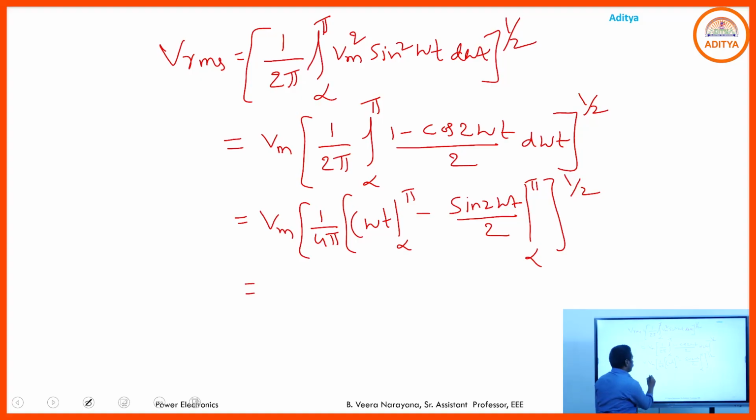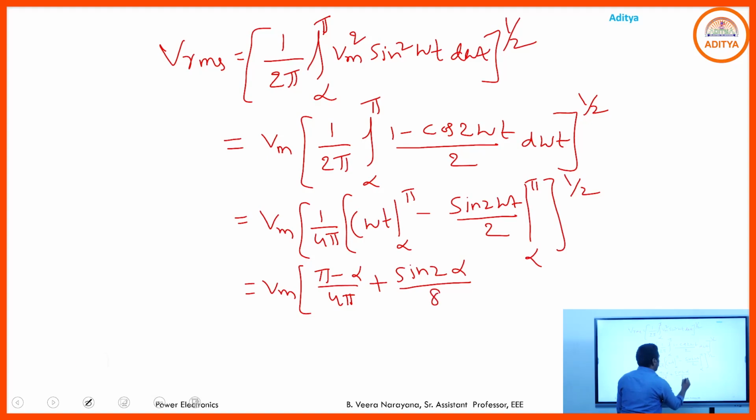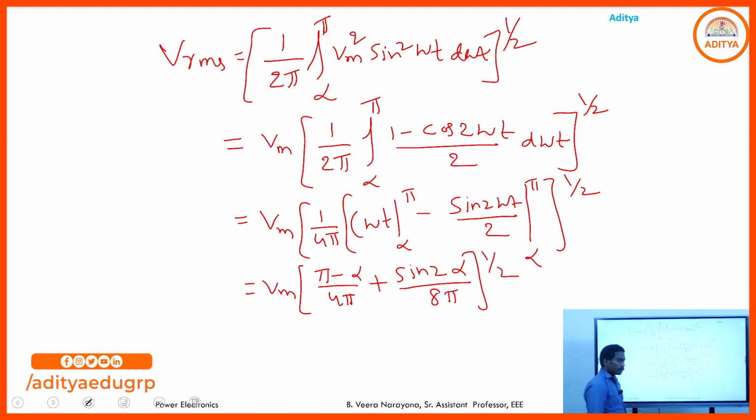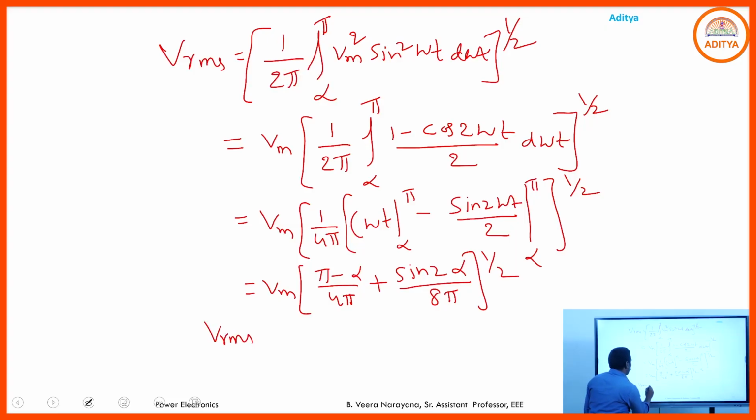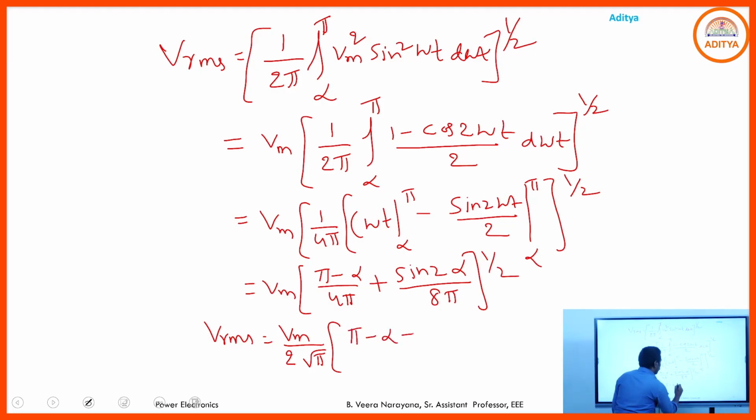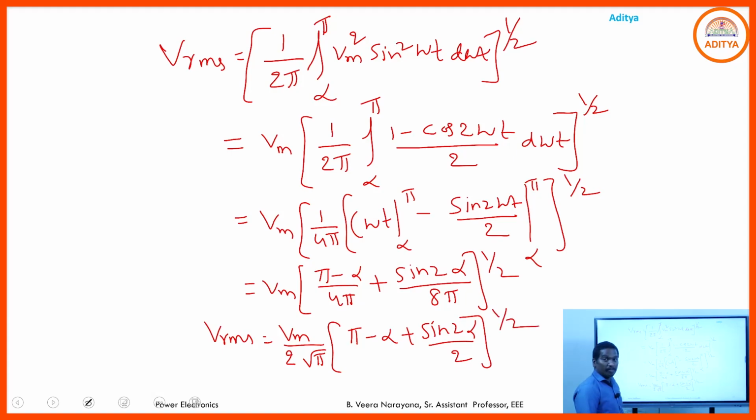By simplifying this expression, you get Vm into pi minus alpha by 4 pi minus sin 2 pi 0 minus half minus sin 2 alpha. What you are getting finally is sin 2 alpha by 8 pi whole power 1 by 2. So finally, by simplifying that expression, Vrms is equal to Vm out of the root, 2 root pi, pi minus alpha plus sin 2 alpha by 2 whole power 1 by 2. That is the RMS output voltage.